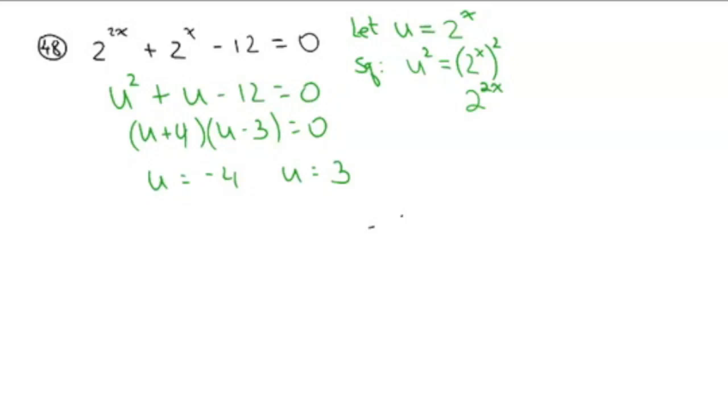So you have to go back and replace the u with what it's really equal to. u really equals 2 to the x. And we're saying 2 to the x equals negative 4. That can't work, because 2 to the x is never ever going to be negative. So that one's not going to give us a solution. But 2 to the x is equal to 3 should work.